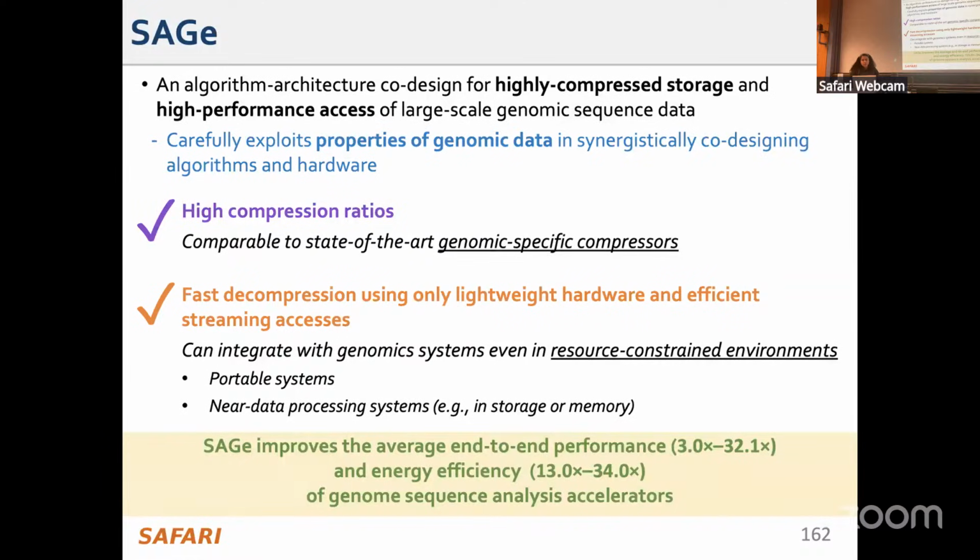So Sage improves the average end-to-end performance and energy efficiency of genome sequence analysis accelerators a lot. It can be combined with them to help us actually unleash the benefits that they could provide, by basically removing data preparation from the critical path.